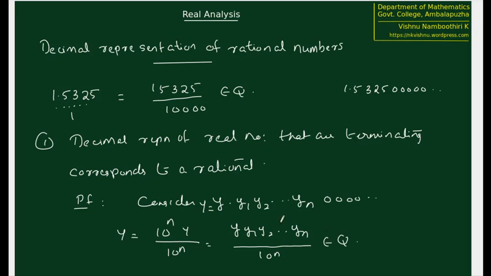Therefore, if we have a real number represented in the decimal form with only finitely many digits after the decimal point, and after those finitely many digits everything else is 0, then that particular decimal representation corresponds to a rational number, and we can find that rational number in this way. Okay, this is one possibility.